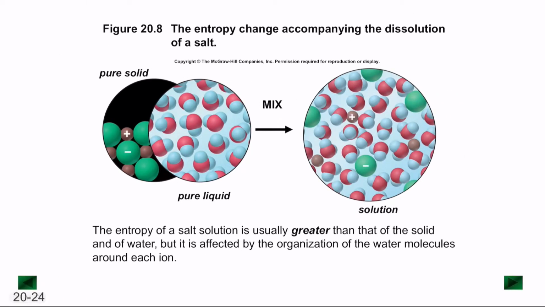Next, let's take a look at the entropy of dissolution of a salt, basically a solution. When you take a pure solid, which is the salt, and mix it with a pure liquid, you are changing the particles' chances of motion and the type of motion that they can have. That means there is a greater number of microstates. So the entropy of a salt solution generally will be greater than that of the solid and water, because it is affected by the organization of water molecules around each ion. That disturbance increases the entropy.